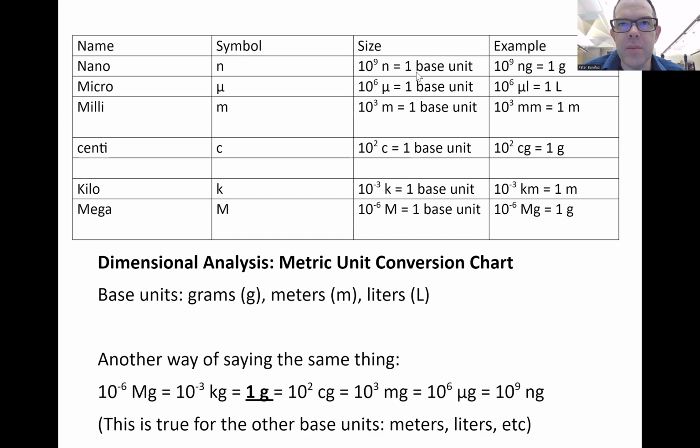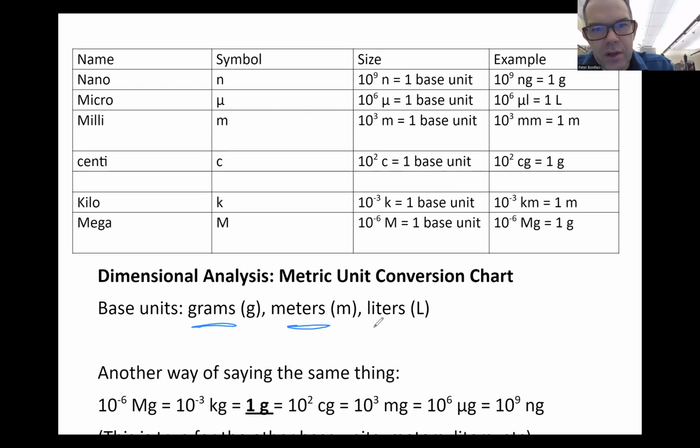Okay. So let me go highlight some things in here. Again, the base units are here. You need to know these different base units. And then down lower on the page here, heading off the bottom.